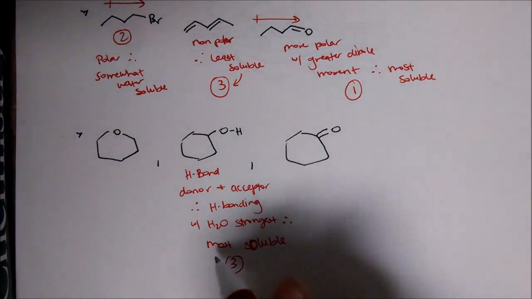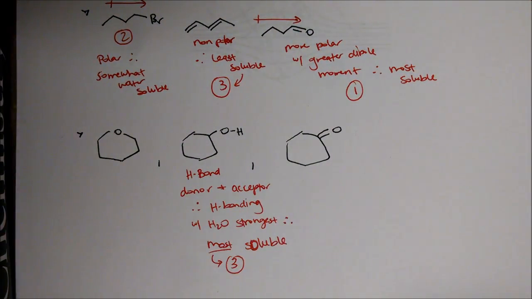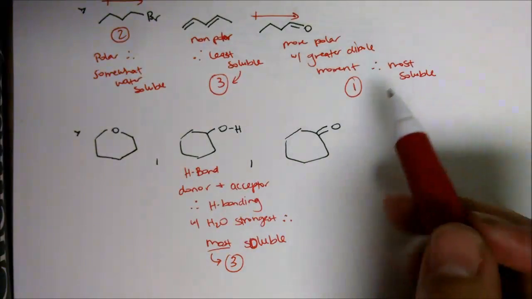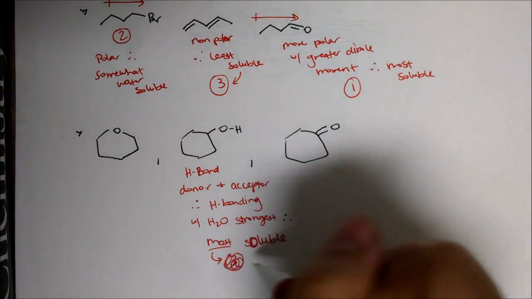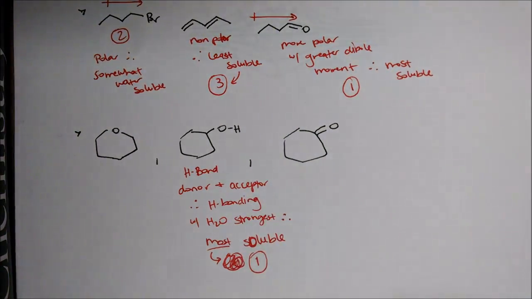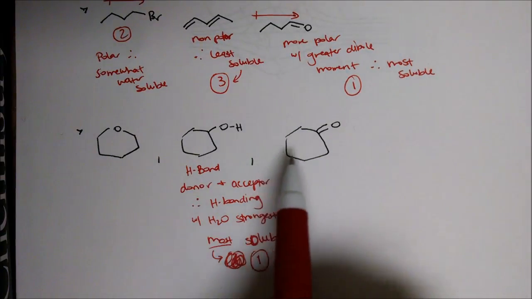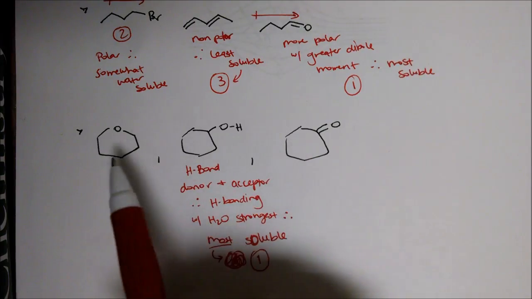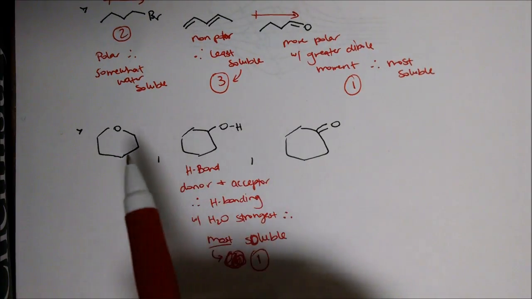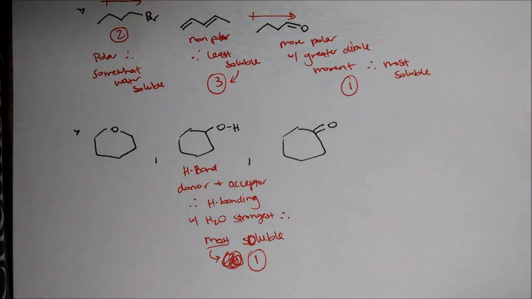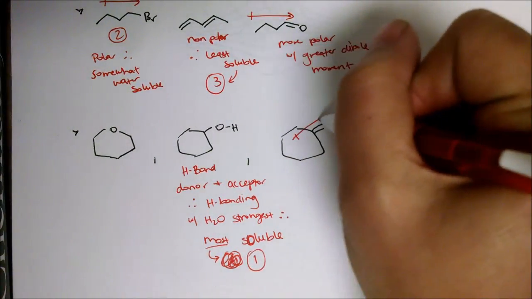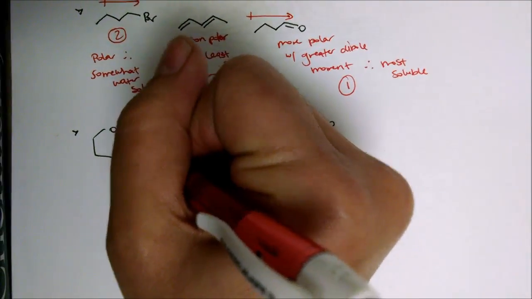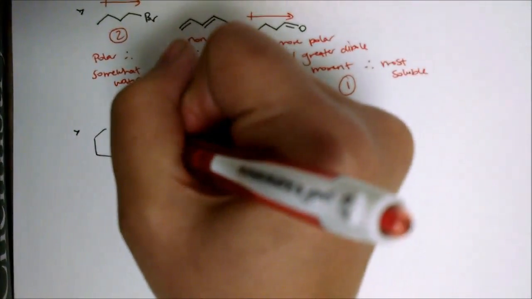Sorry, most soluble up here was 1. Okay, so now what about these two? Again, they both have H bond acceptors. They both have oxygens, okay? So they can both coordinate with water, not as fully as the OH bond. But what did we just say in terms of polarity? Right? The dipole of the double bonds are going to be stronger than the single bonds.